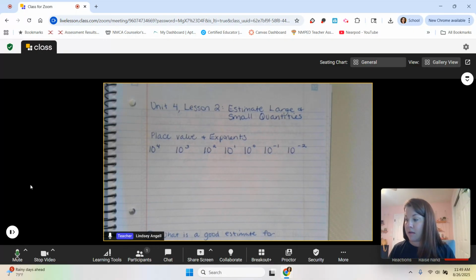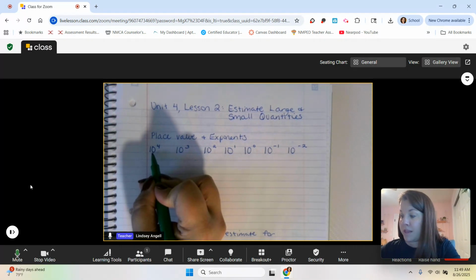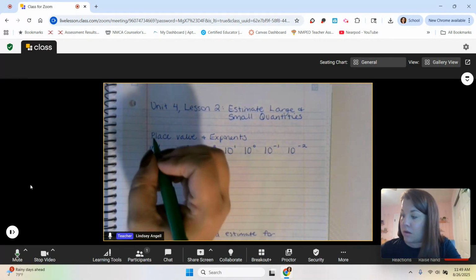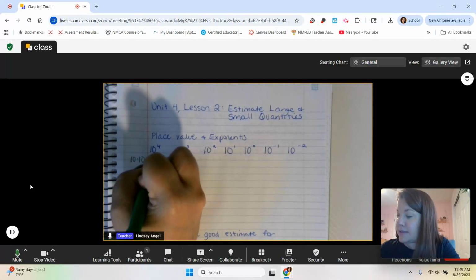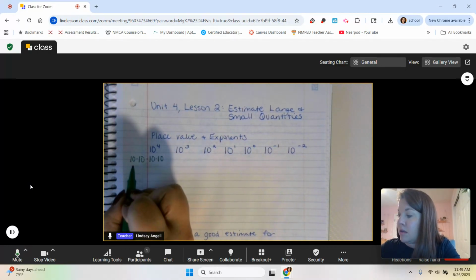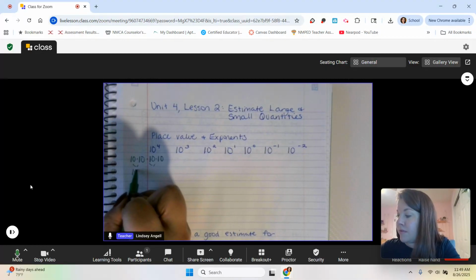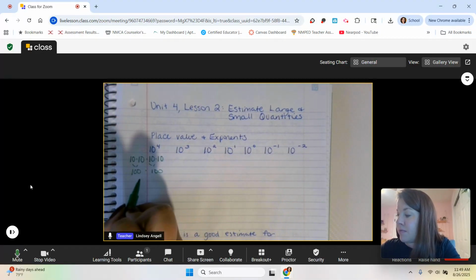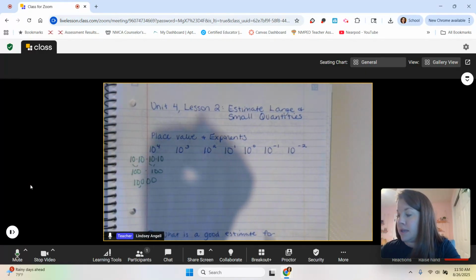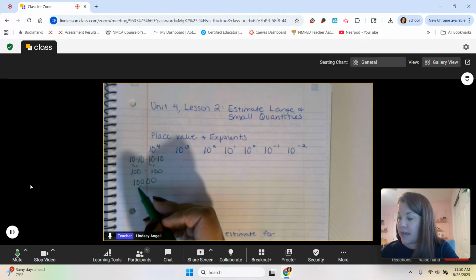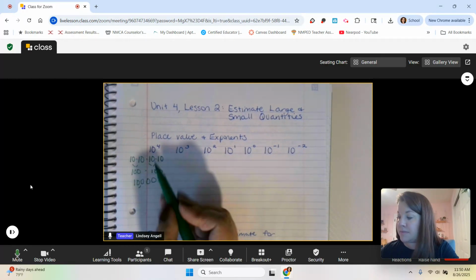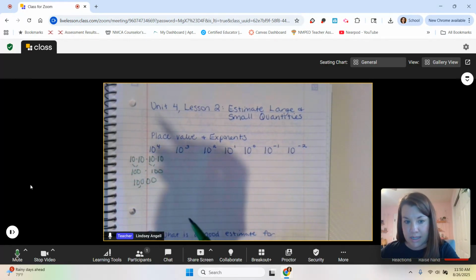So with place value and exponents, we could say, with 10 to the 4th, that would be like saying 10 times 10 times 10 times 10, which if we solve this, we have 100 hundreds, so that would be 10,000. Notice there are 4 zeros right there, and there's a 4 in my exponent.